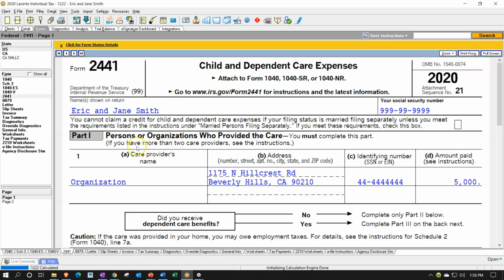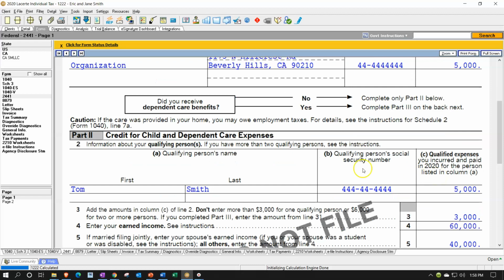And then up top, we have part 1, persons or organizations who provided the care. So the IRS wants the information about the person or organization, which we have up top, including the social security number and how much was paid to them. And then they're also going to want the credit for the child care expenses. So here's the information of the person, Tom Smith.